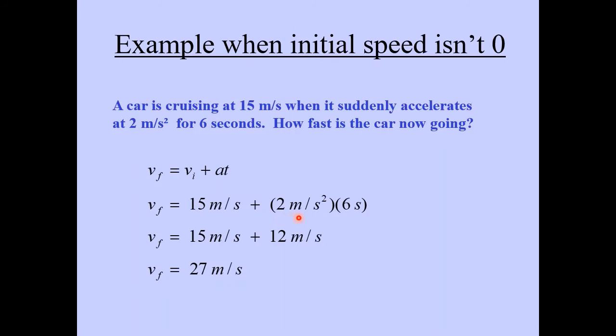So this is 2 times 6, which is 12 meters per second. We're going to add that 12 to the initial velocity, which was 15 meters per second. 15 plus 12 is 27. So the final speed of the car is 27 meters per second.